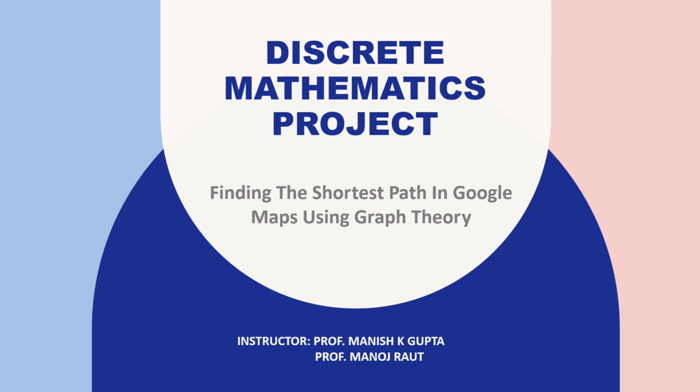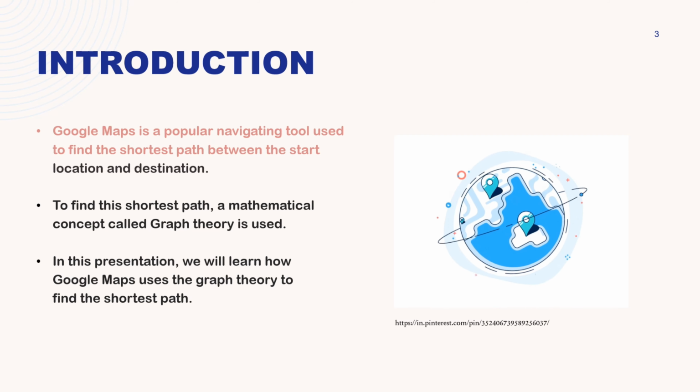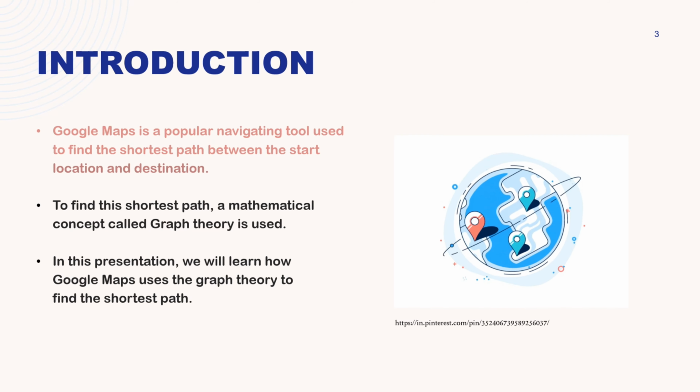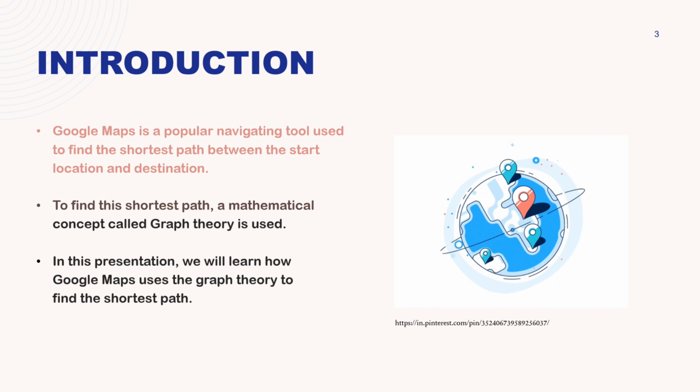Introduction. Google Maps is a popular navigating tool used to find the shortest path between the start location and destination. To find this shortest path, a mathematical concept called graph theory is used. In this presentation, we will learn how Google Maps uses graph theory to find the shortest path.